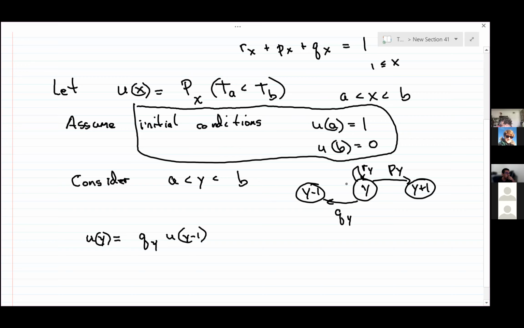So we're thinking of this as a two-step event. The first step is from y, you either go down, remain at y, or go up. And then the second event, no matter where you go after one step, you still want to get to A in a time that's shorter than the time it takes to get to B. The probability of doing that, given that you started at y minus 1, is this by definition. And then there's an or.